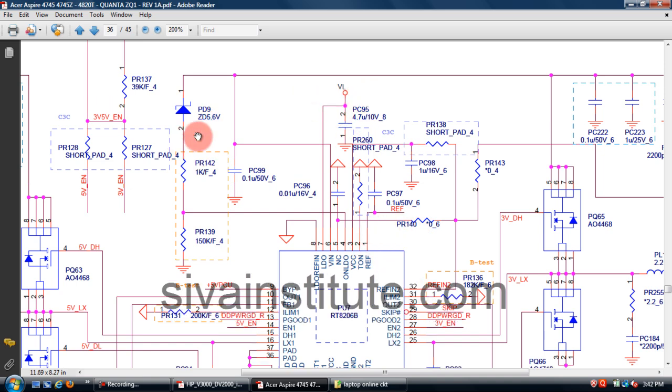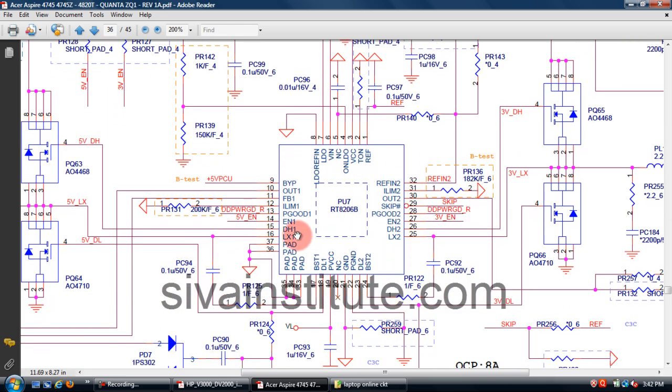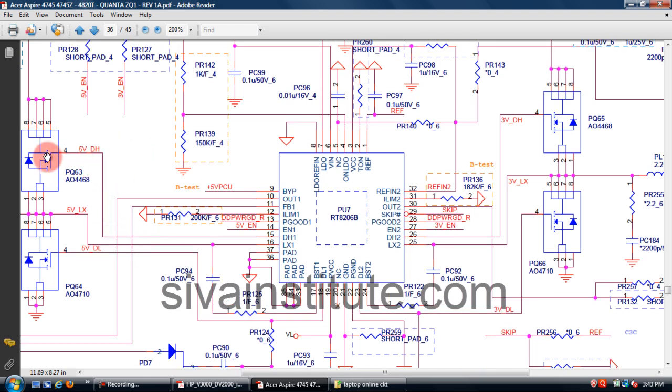This VL voltage goes directly to the 3 volts and 5 volts enable. See here, 5 volt enable, 3 volt enable. This voltage comes directly to pin number 14 and pin number 27, enable 1, enable 2. When you give voltage to enable 1 and enable 2, the output voltage comes out from out 2 and out 1. This voltage goes to DH1 and DH2. DH2 voltage goes to this upper FET, DH1 voltage goes to this upper FET.